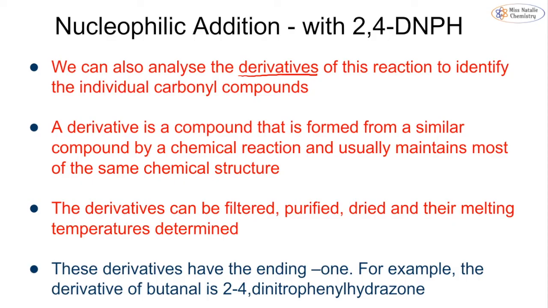The derivative can then be filtered, purified, dried, as we would do with any other organic substance, and we can determine their melting point. So if we were to take, for example, the derivative of butanol, that would be 2,4-dinitrophenylhydrazone. So we have this -one ending. Again, you're not asked to name these. It is just simply to be aware that we can use these derivatives.